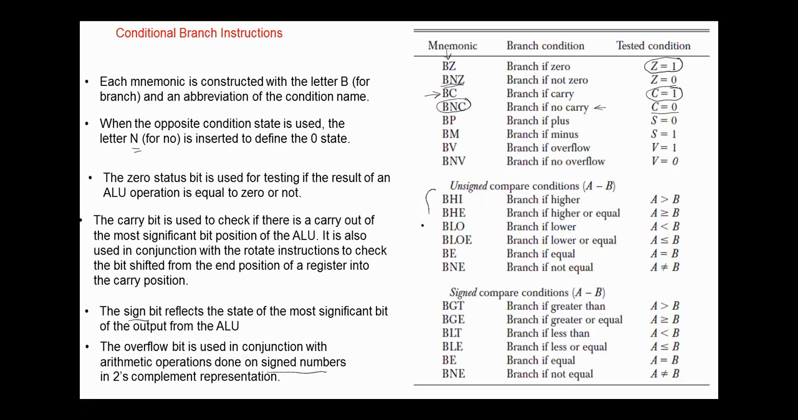This group of instructions is used for unsigned numbers, and this group is used for signed numbers. For unsigned numbers, we use branch if higher or equal, branch if lower or equal, and branch if not equal. But for signed numbers, branch if greater than or equal, less than or equal, and branch if not equal. Please note here, the conditions are the same, but the flag bits tested are not the same.